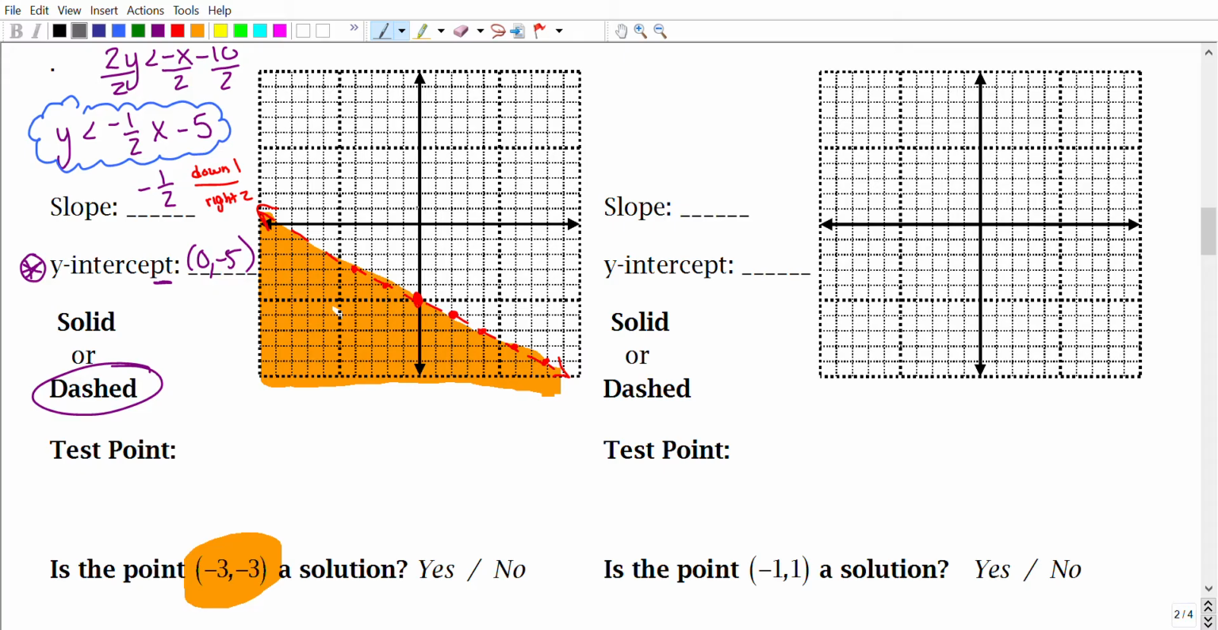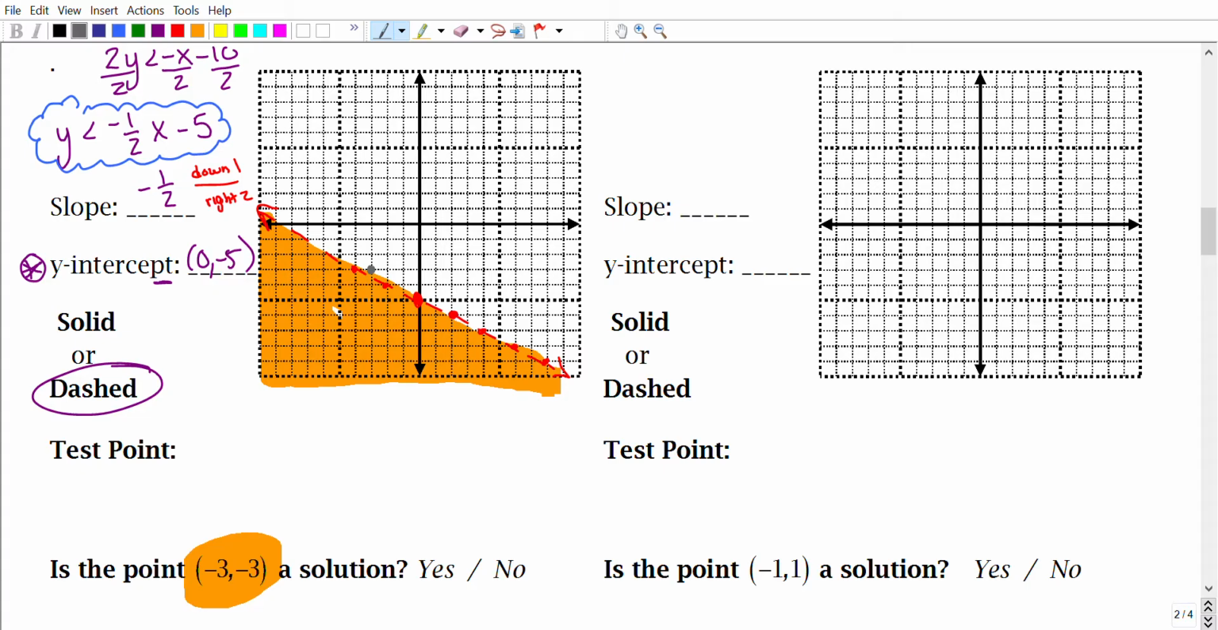Well, that would be to the left 3. It'd be right there. Okay? Well, I can tell right now that that's above my dash line. So it's not going to be a solution. And actually, even if it was directly on the dash line, it would still not be a solution because remember, points that are on the dash line are not solutions. If they were on a solid line, then yes, they would be solutions, but because it's a dash line, it would not be a solution.